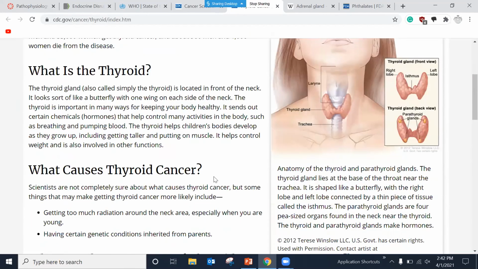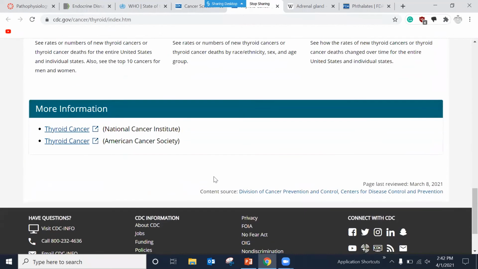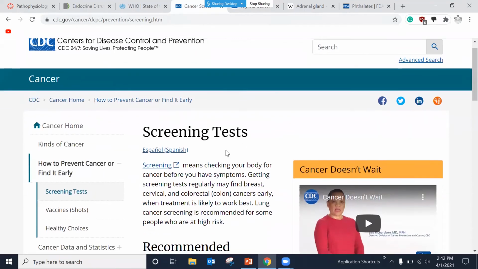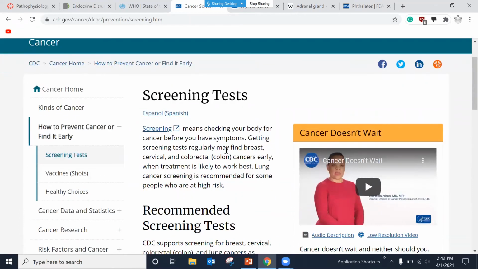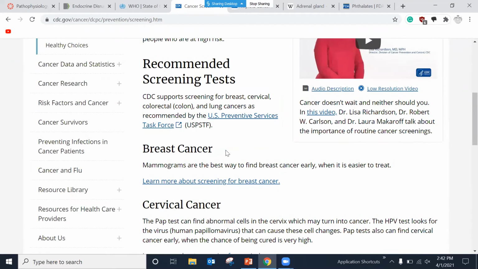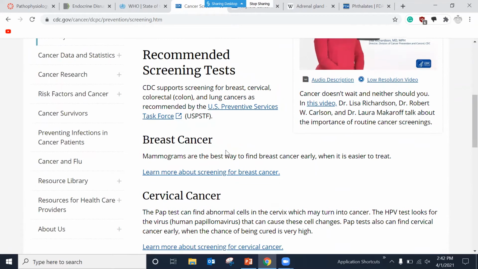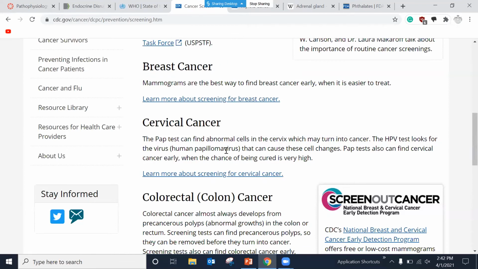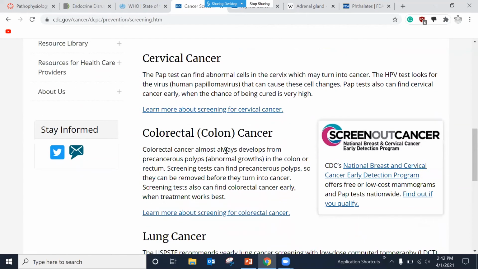And so one of these pages here specifically talks about what types of cancer we should screen for. And if you scroll down this CDC recommendation, they recommend breast cancer screening, cervical cancer screening, that's your pap smear, colon cancer screening.